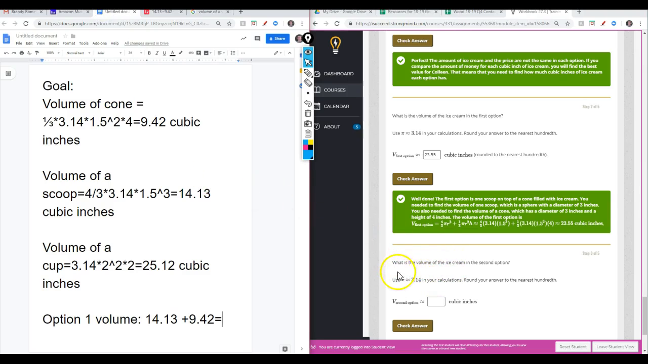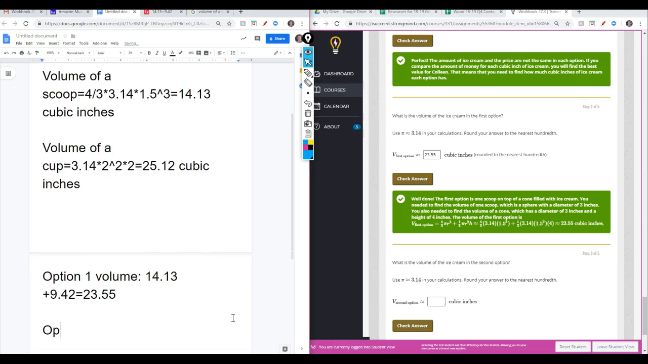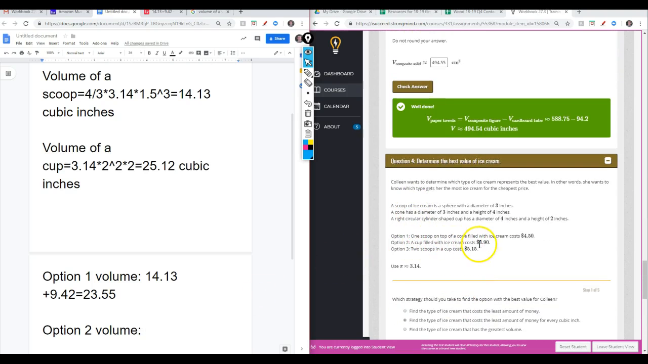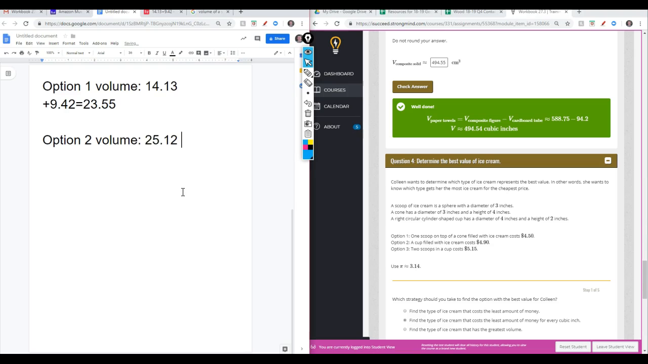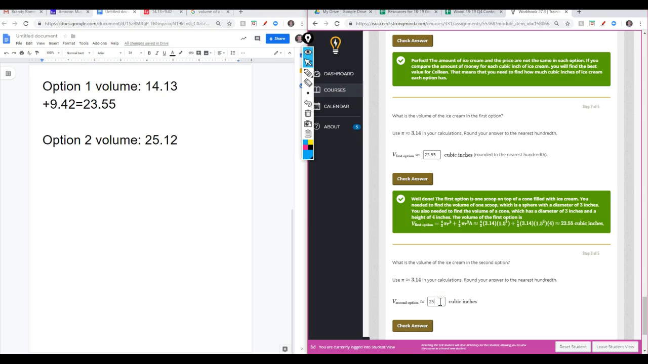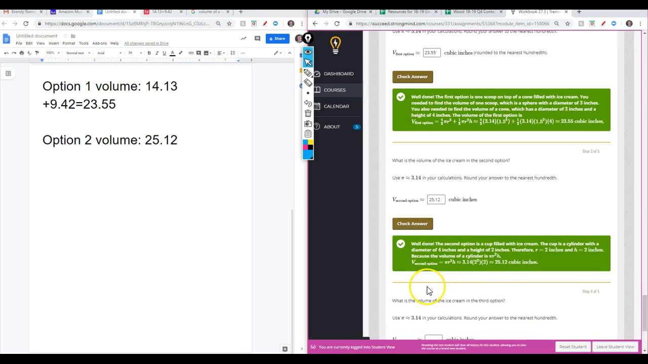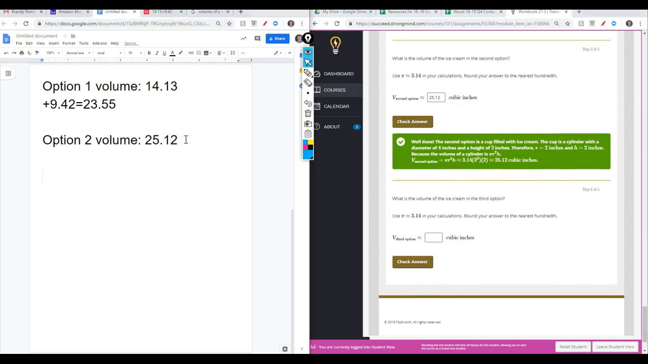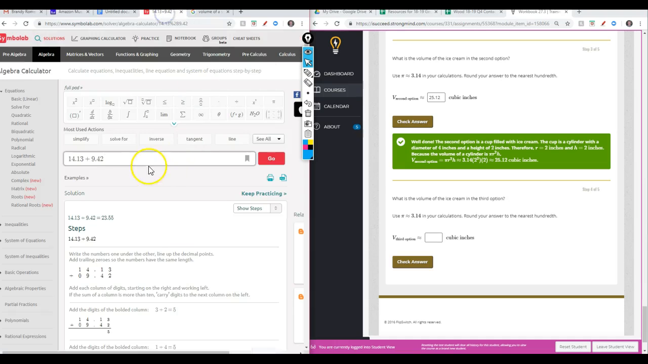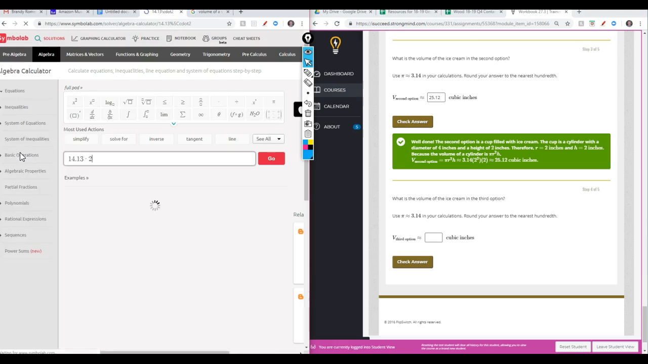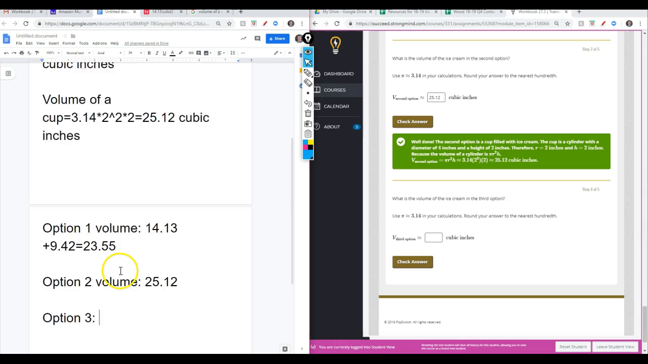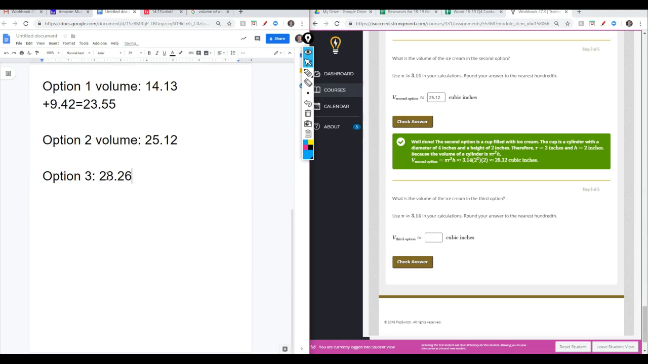And then what is the volume of the ice cream in the second option? Option 2 was just the cup filled with ice cream, and the cup was 25.12 cubic inches. And then what is the volume of the ice cream for option 3? Remember that was 2 scoops. So we have 14.13 for 1 scoop, times 2 for the second scoop, and we end up with 28.26 cubic inches.